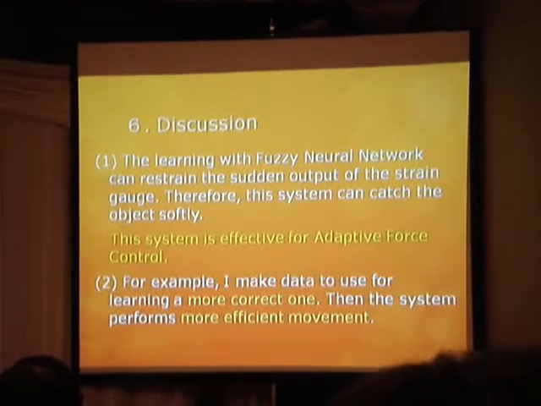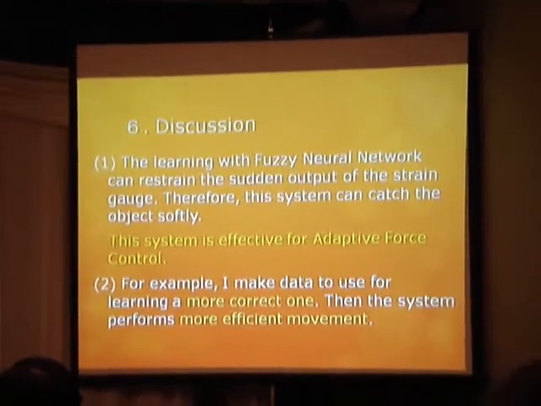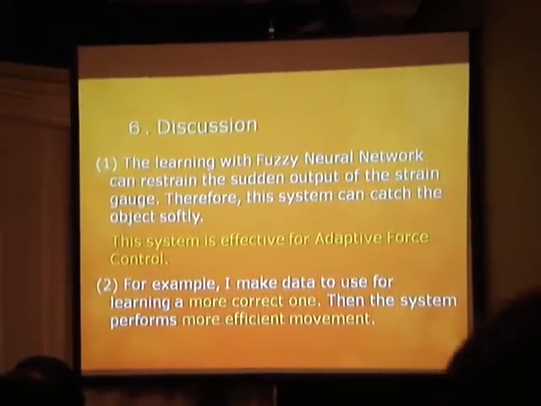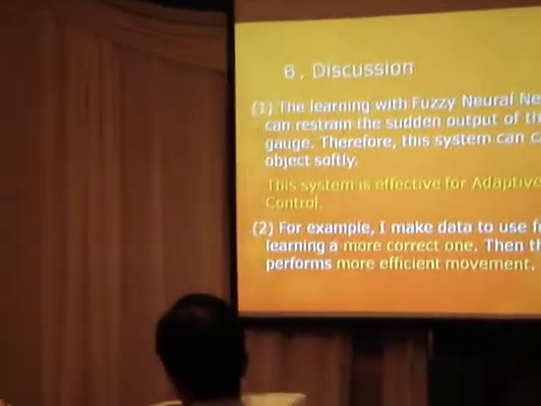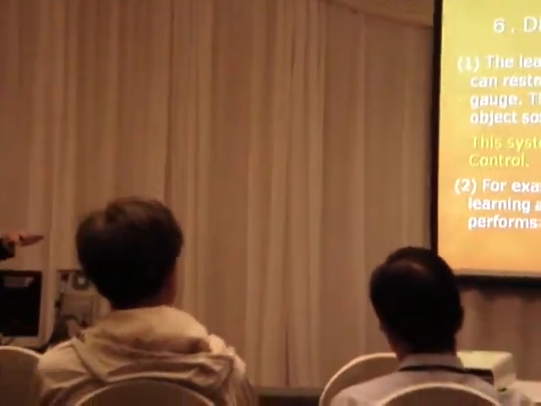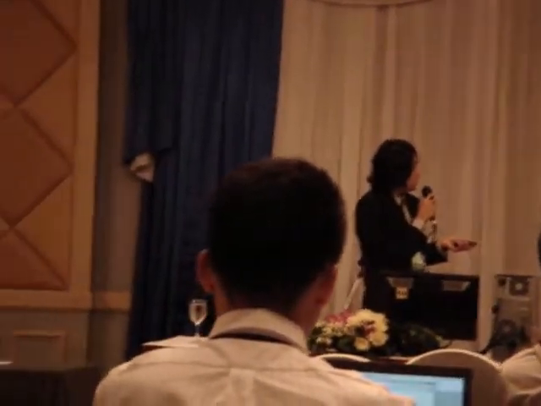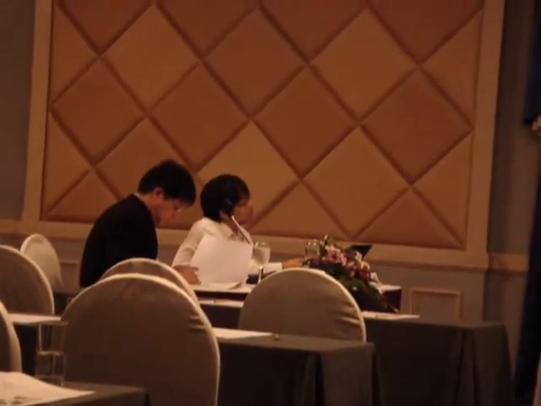Discussion. 1. The learning with the partial neural network can restrain the sudden outputs of the strain gauge. Therefore, this system can catch the object softly. This system is effective for adaptive force control. 2. For example, I will make it to use for learning a more complex one. Then the system performs more efficient movement.